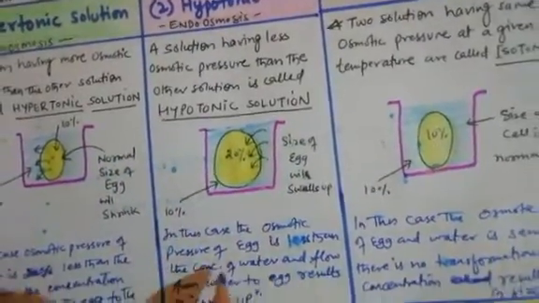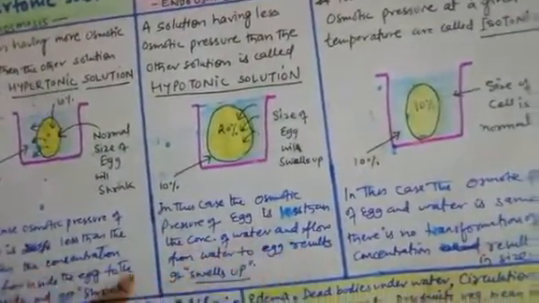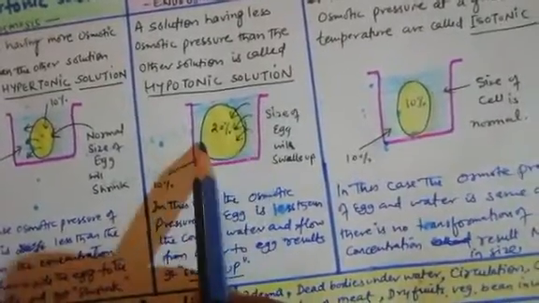So in this case, the osmotic pressure of the egg is less than that of the water, which flows from the water to the egg, and as a result the egg will swell up.